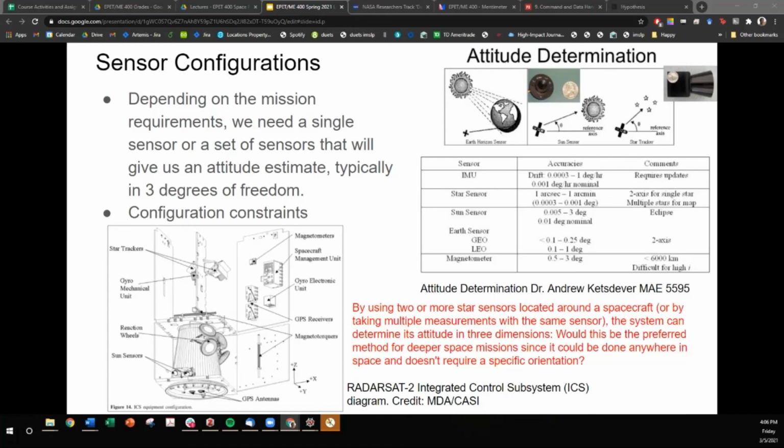By using 2 or more star sensors located around a spacecraft, the system can determine its attitude in 3 dimensions. Would this be the preferred method for deeper space missions, since it could be done anywhere in space and doesn't require a specific orientation?